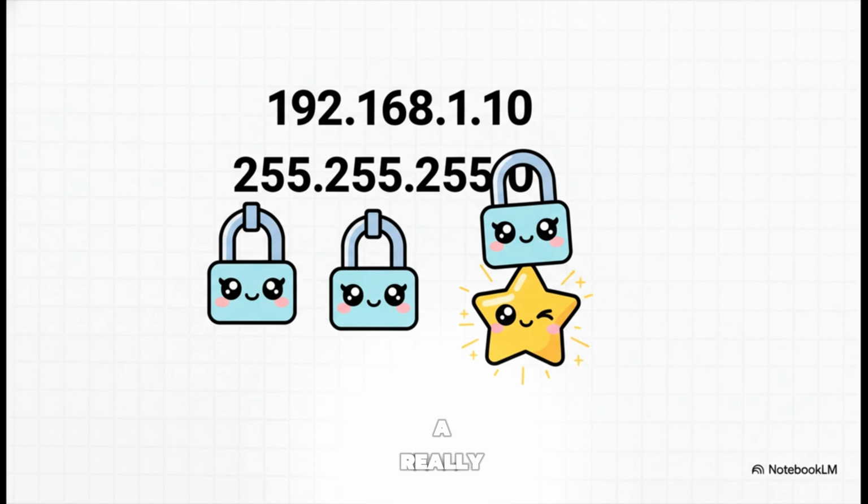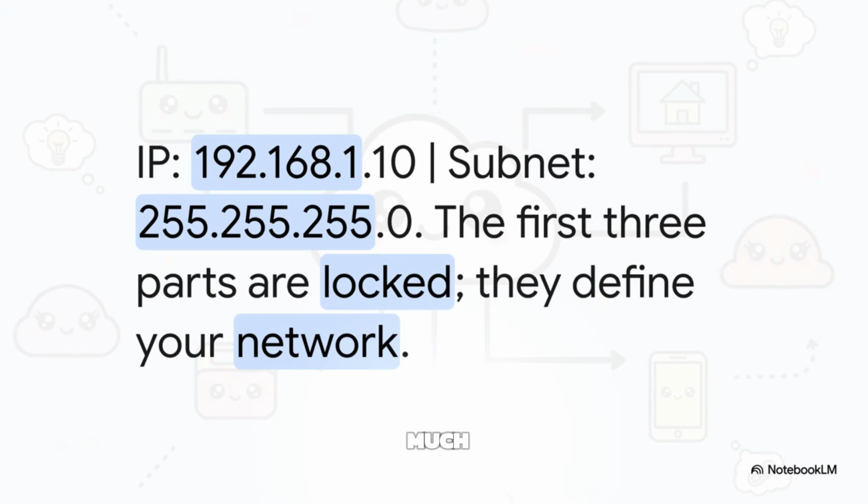And this brings us to a really cool, simple trick to understand all this. It's the 255 hack. Basically, wherever you see a 255 in that Subnet Mask, it means the matching number in the IP address is totally locked in. It's not going to change for any device on your home network. So, for pretty much any home network out there, your Subnet Mask is going to be 255.255.255.0. What does that mean? It means those first three numbers of your IP address, in this case 192.168.1, they're locked.